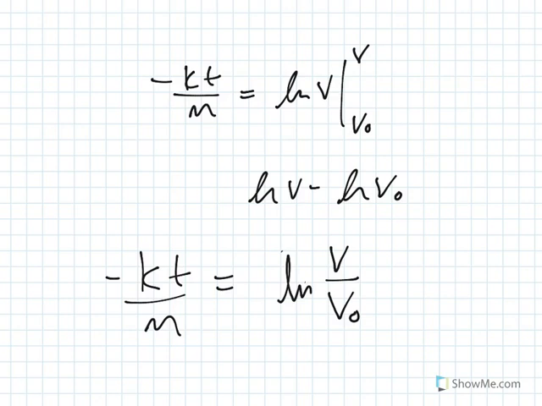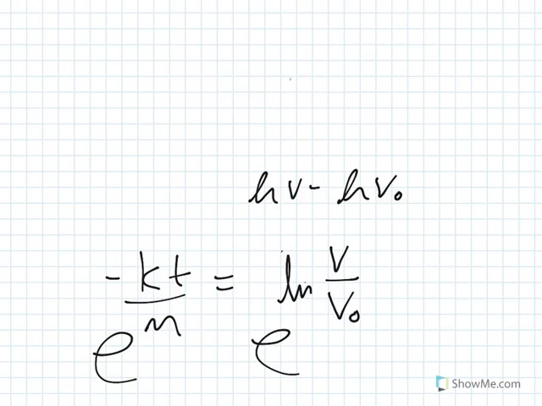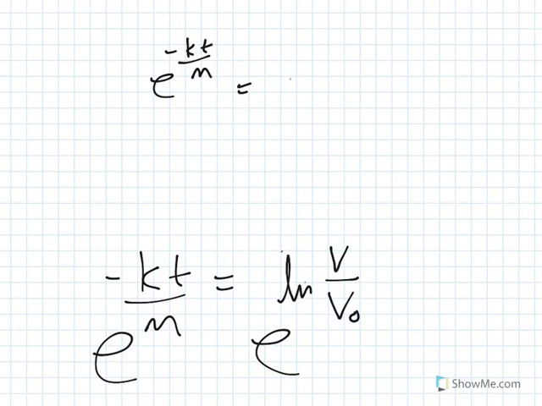And then finally, to get rid of this little ln right here, exponentiate both sides, which means we do this. And that e undoes the ln. And so that's going to give us on the left e to the minus kt over m equals v over v naught.